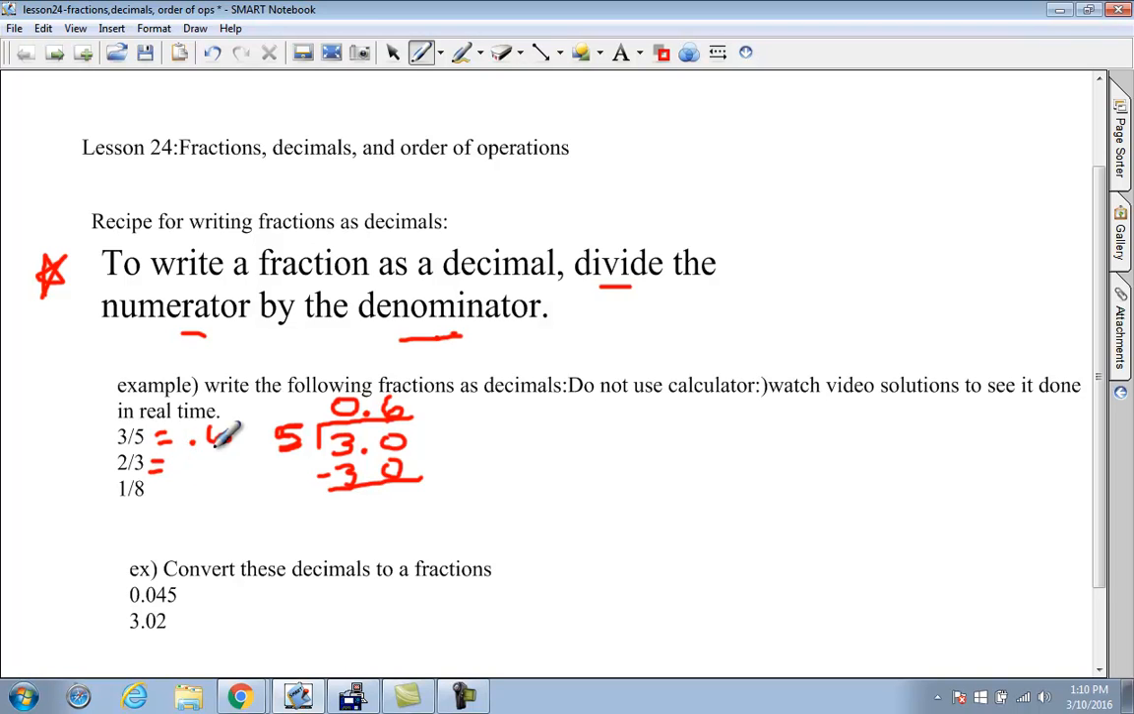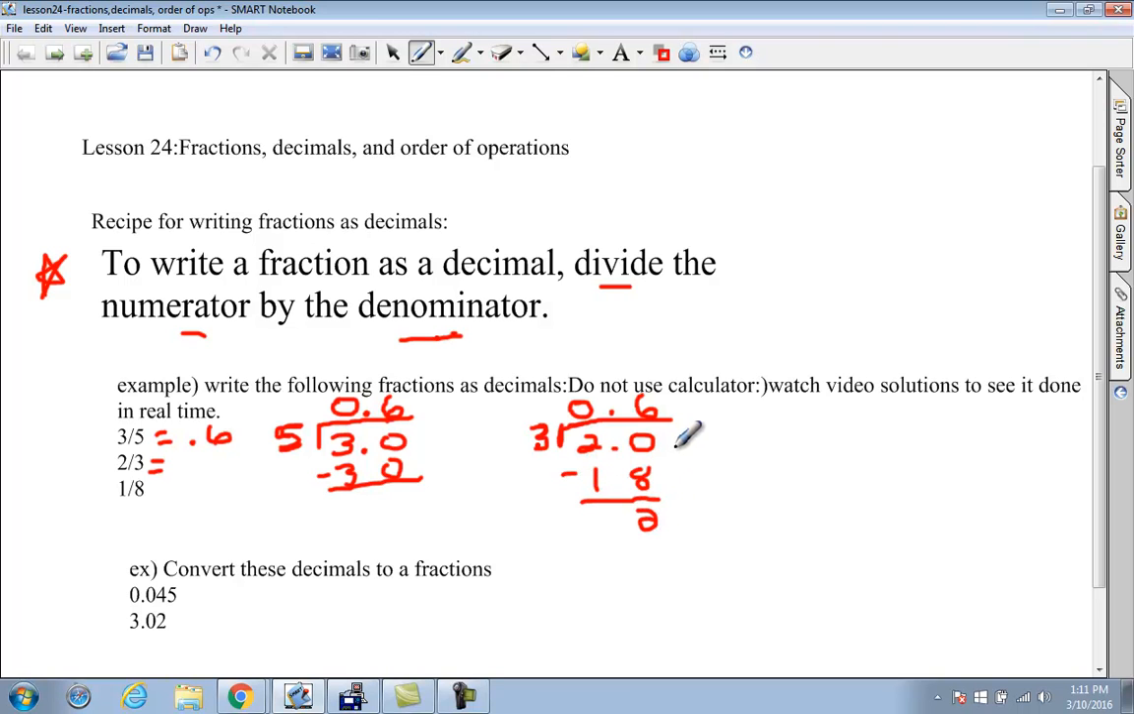2/3 as a decimal. Well, I'm going to have to take 3 into 2.0. Because a lot of people say, how are you going to take a big number into a small number? Well, you're going to perform decimal division. 3 doesn't go into 2, so I'll put a 0, line up the decimal, but 3 does go into 20 about 6 times, right?